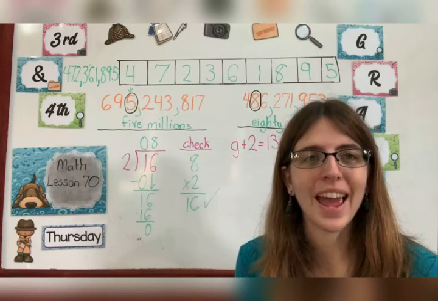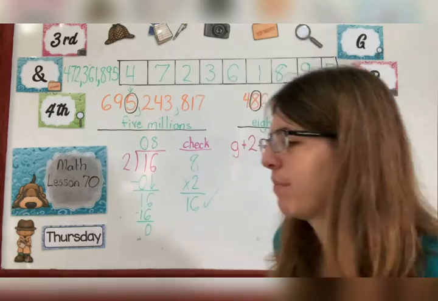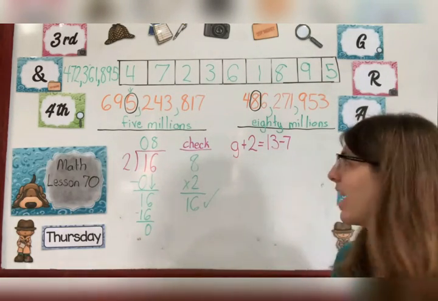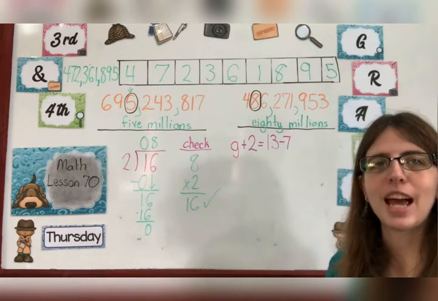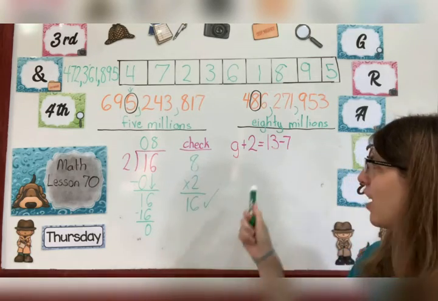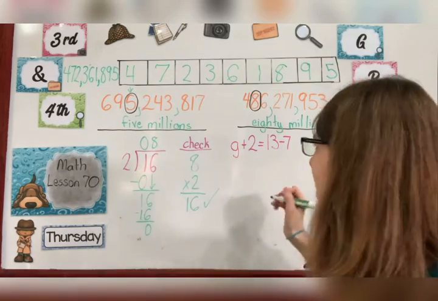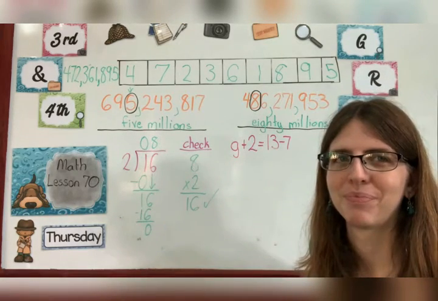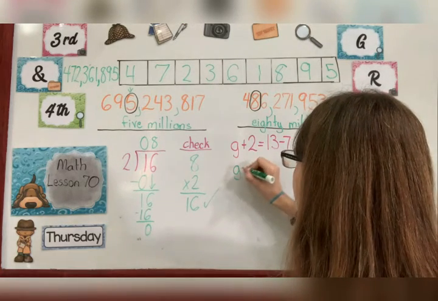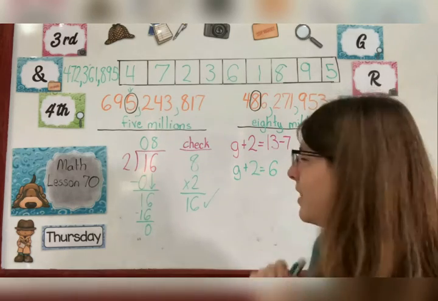We're going to do letter A together, and then I'll get you started with letter B. All right, letter A, we have G plus 2 equals 13 minus 7. Remember, the first step is to start with what you can simplify already. I know I can do 13 minus 7. I don't need to change anything. What is 13 minus 7? 6. Very good. So I have G plus 2 equals 6.